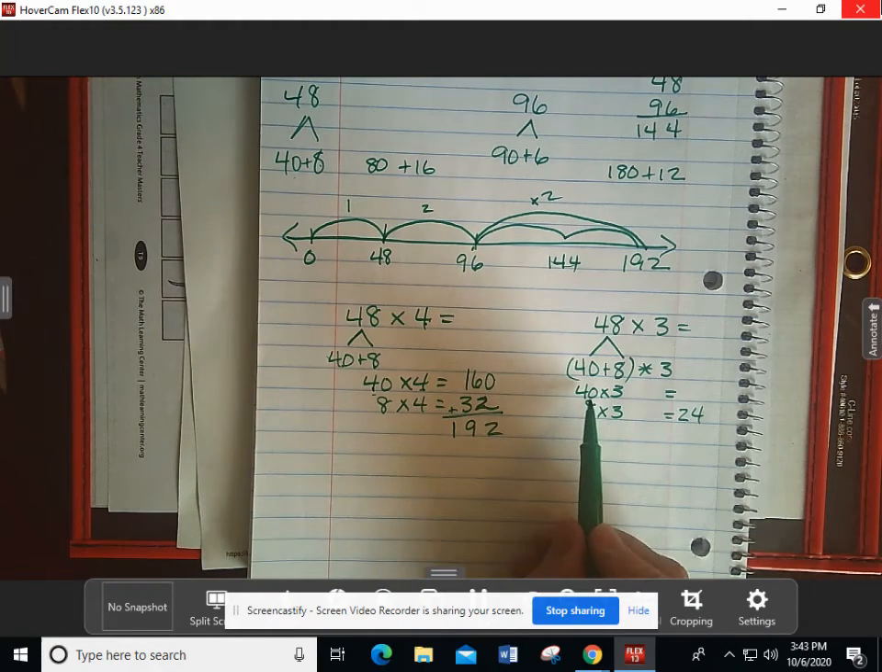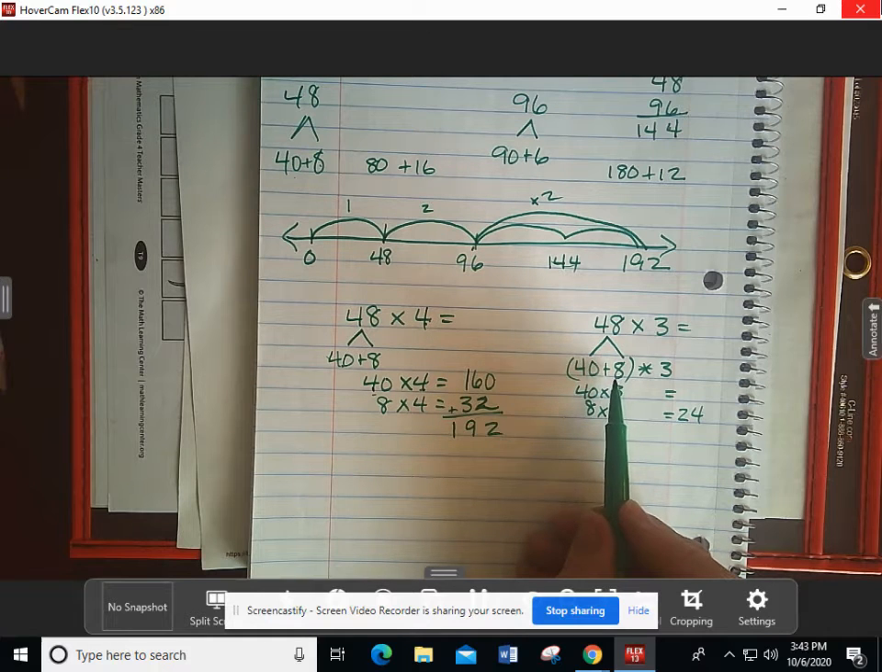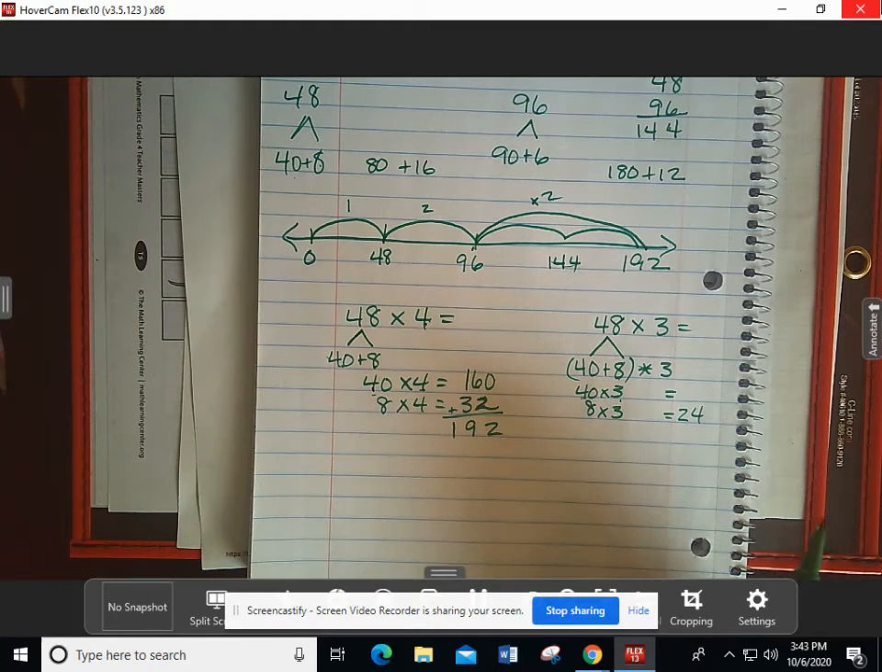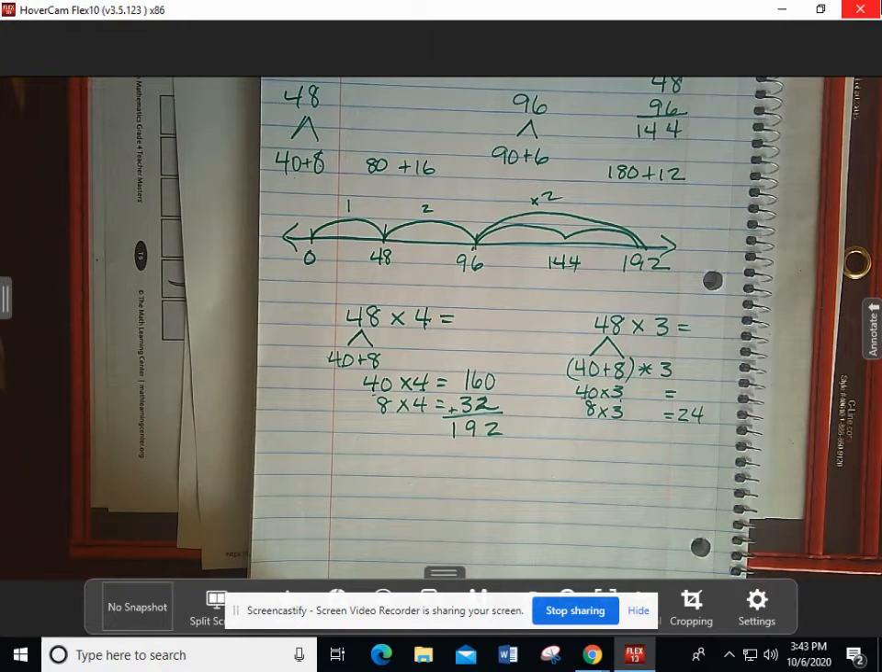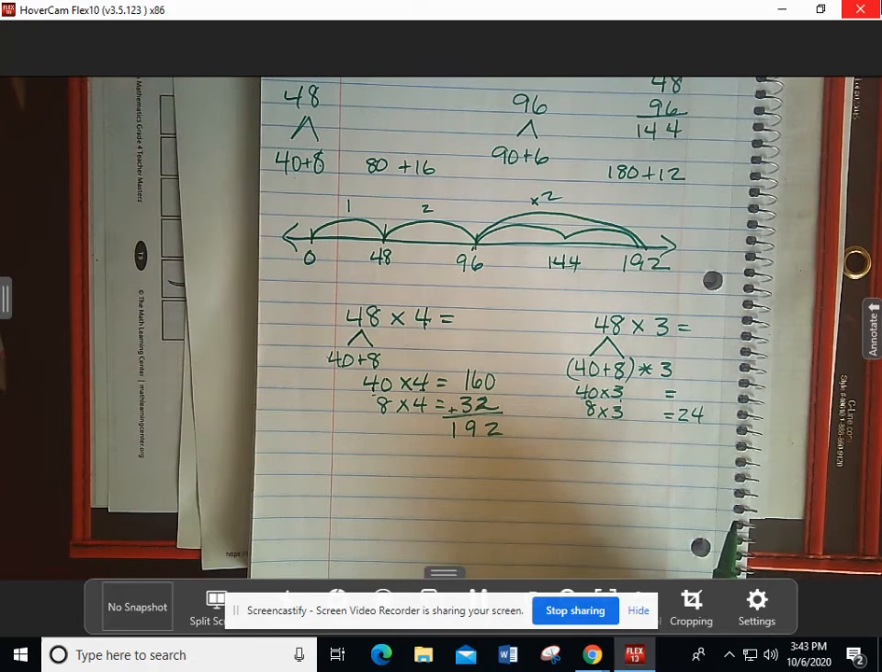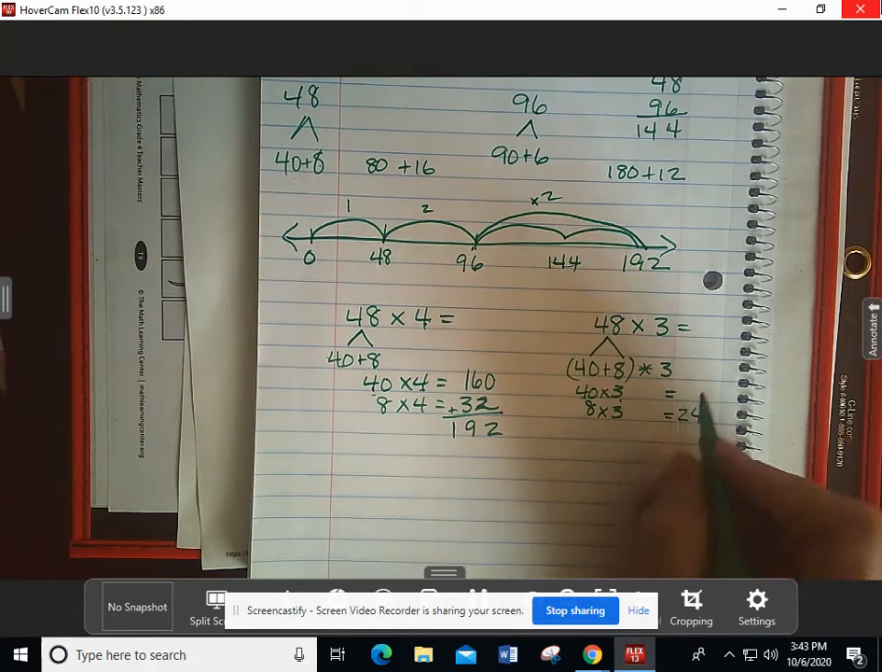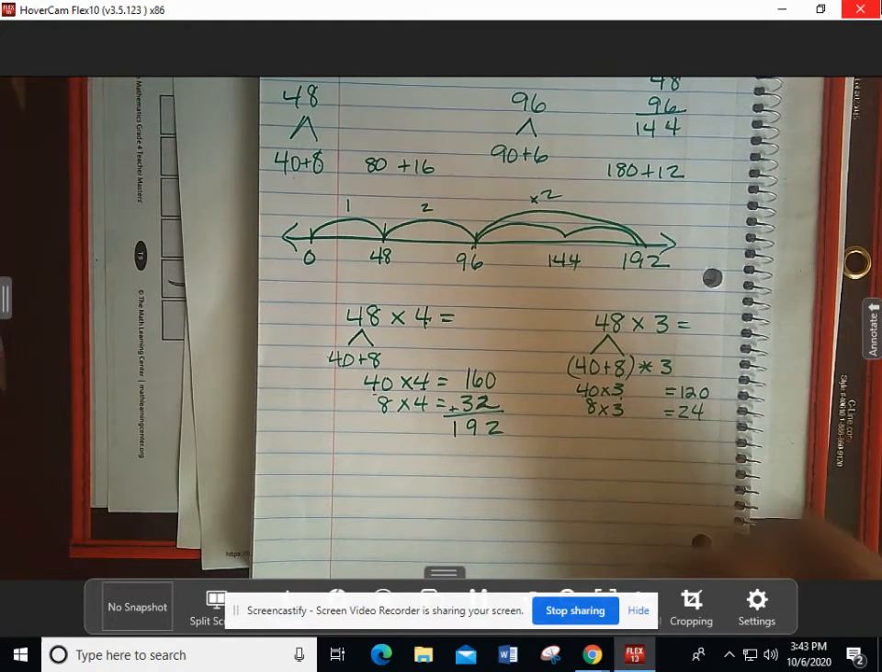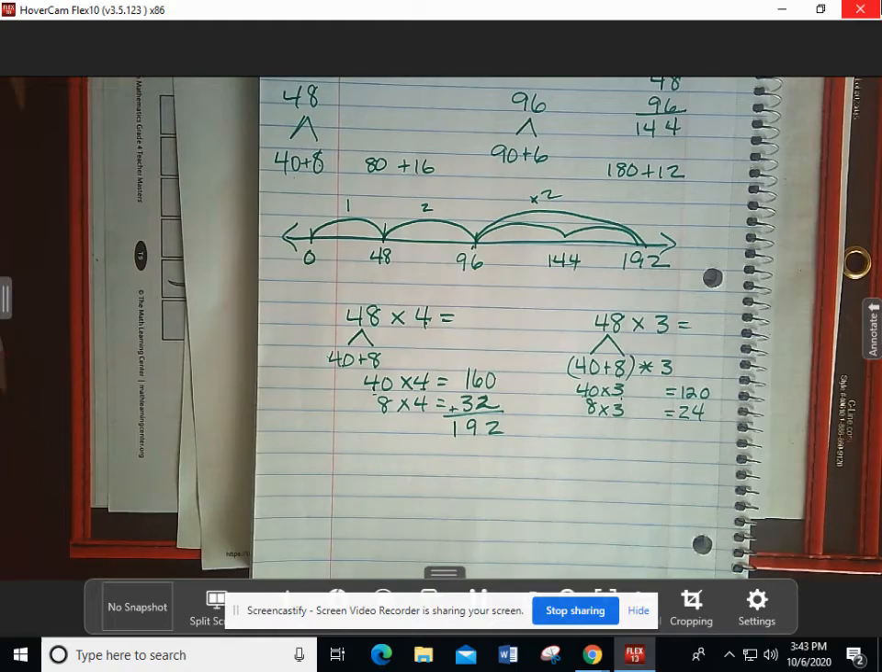But remember, we know that 40 equals 4 times 10. So if we do 4 times 3, I'm in the wrong spot. I'm sorry. 4 times 3 is 12 plus a 0. But remember, if we do 12 plus a 0, that's still 12. So we want to think about it as 12 times 10. There we go. 12 times 10.